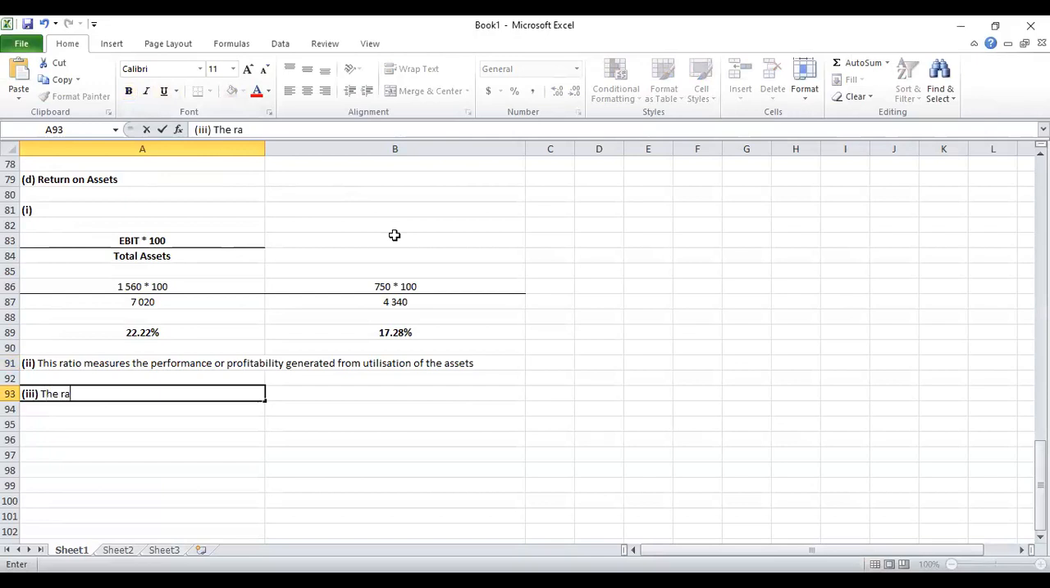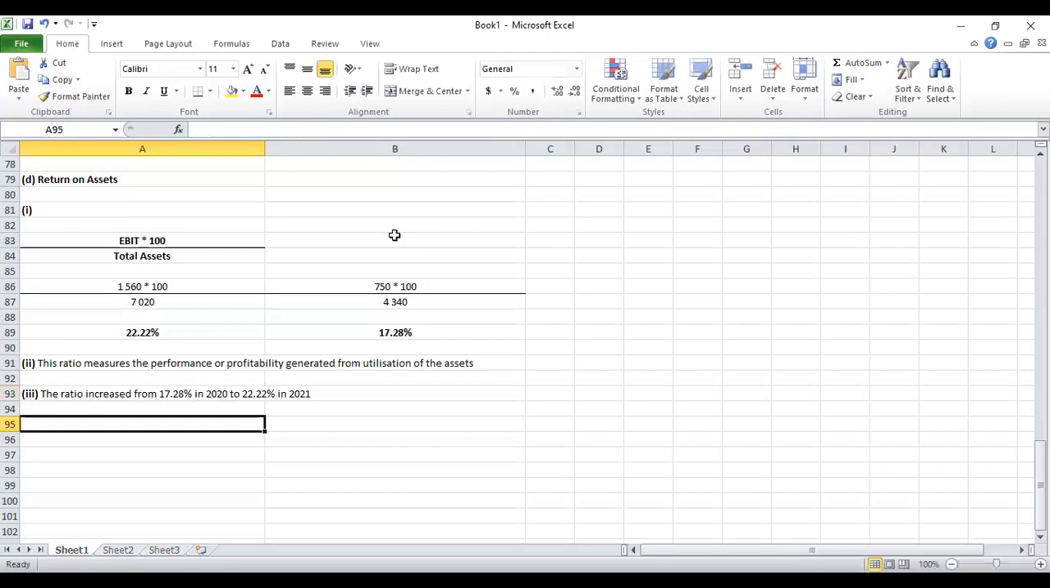So the ratio increased from 17.28% in 2020 to 22.22% in 2021. Give a possible reason.